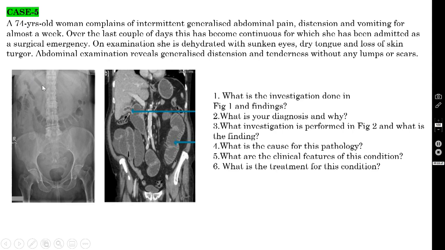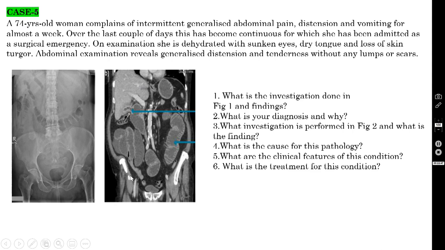So these three things are called Rigler's triad: dilated small bowel, a radio-opaque shadow in the right lower quadrant, and this is what is called pneumobilia, presence of air in the biliary tract. So this is characteristic of gallstone ileus. That is the diagnosis. Yeah. And the patient will present with features of small bowel obstruction.